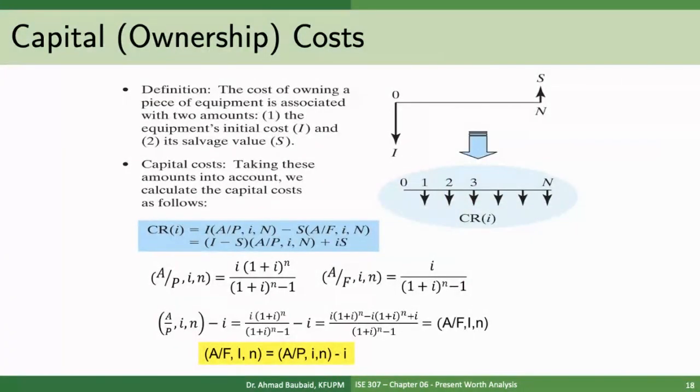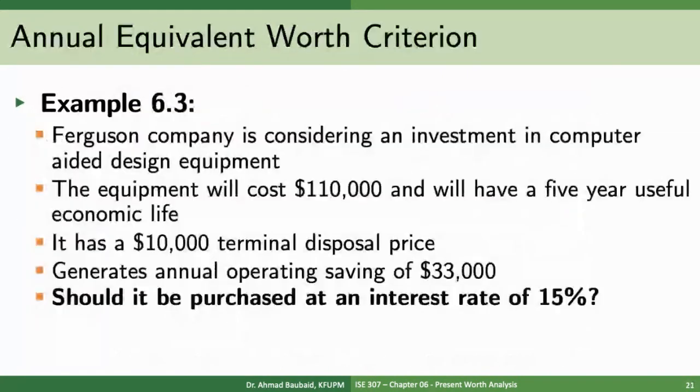So this is what the capital cost formula looks like: I minus S, A given P, plus IS. And here's how you derive it. And we've seen an example on this. I'm going very fast here just because I want to touch on the main points of this chapter to refresh your memory. I don't want to spend too much time talking about things.